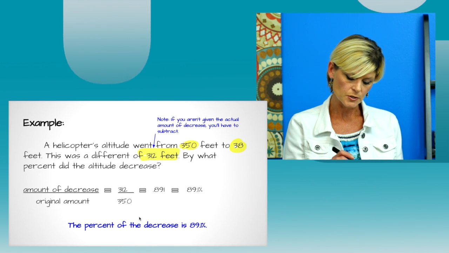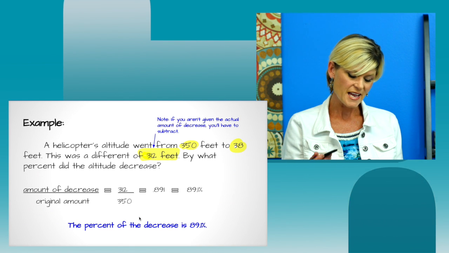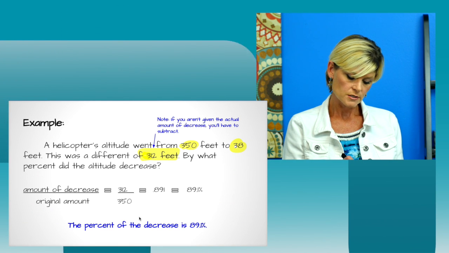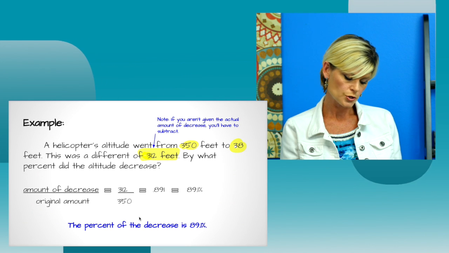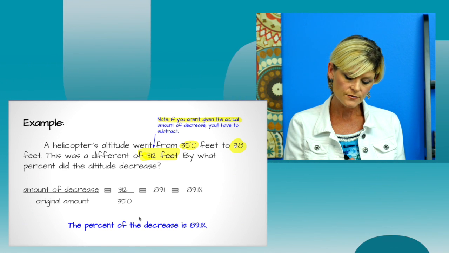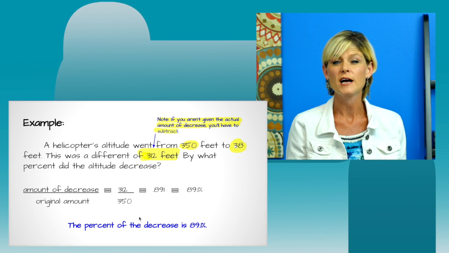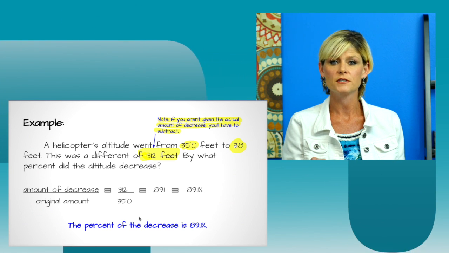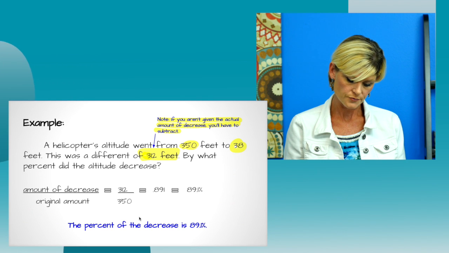Now we'll talk about that blue note. Notice in this question, they actually tell you what the difference is. It says 350 feet to 38 feet. They do the subtraction for you in the problem. So I put, if you are not given the actual amount of the decrease, sometimes you'll have to subtract and figure out what the difference is. In this case, it's 312 feet.